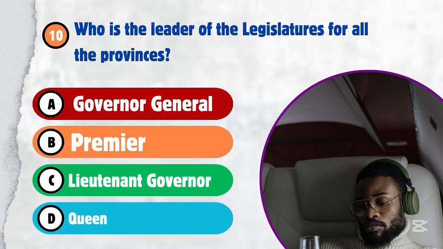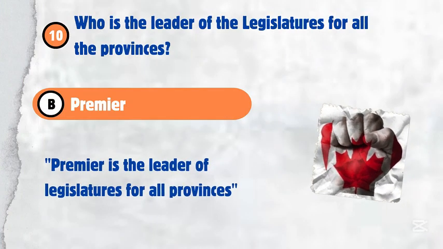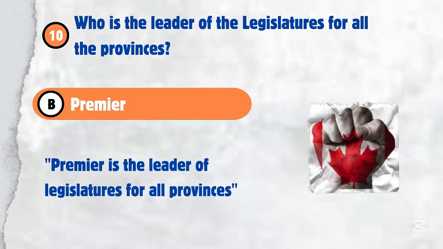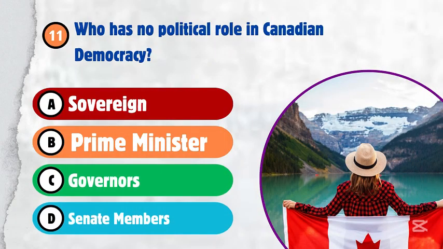10. Who is the leader of the legislatures for all the provinces? A. Governor Generals. B. Premier. C. Lieutenant Governors. D. Queen. Answer: B. Premier. The Premier is the leader of legislatures for all provinces.